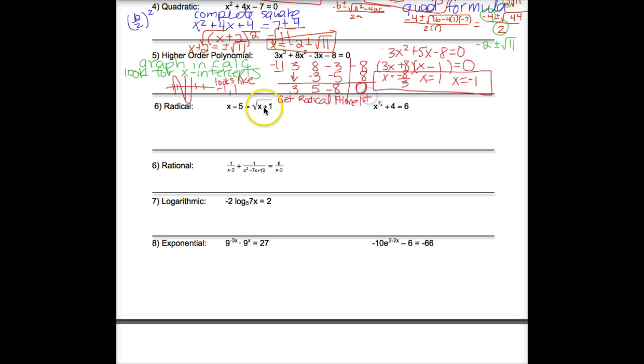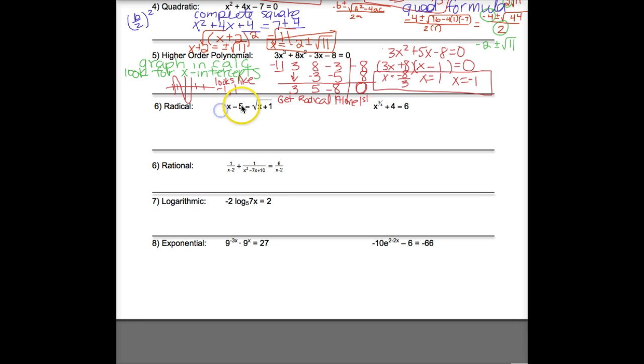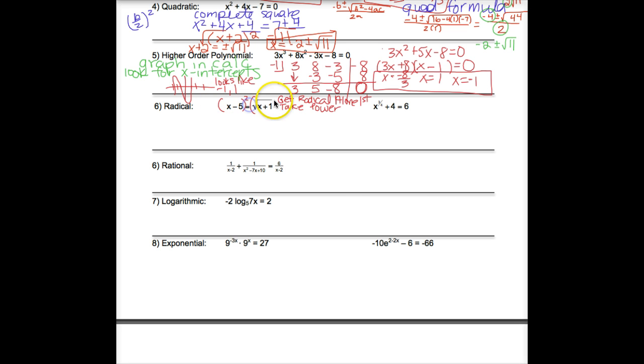So here, the radical is already by itself. Once you do that, then you take the power. So if that's a square root, that means I need to take the second power on both sides. On the left side, when you square a binomial, you have to FOIL it.